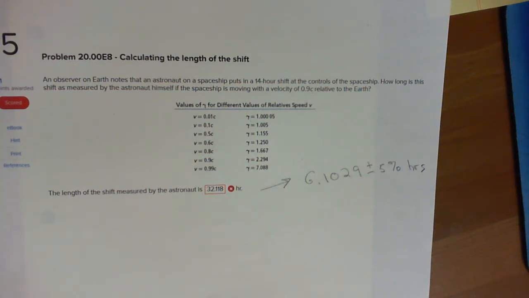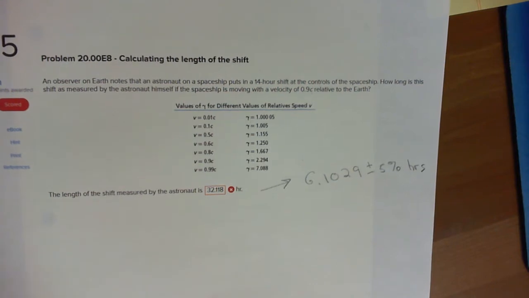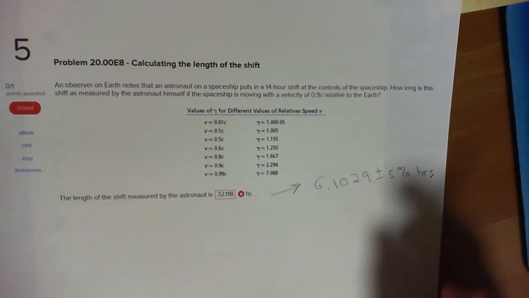I didn't even notice the table there, so I just did it the long way first. But even when I use that table, I still get the wrong answer. I get the 32. So this is the situation as I see it.